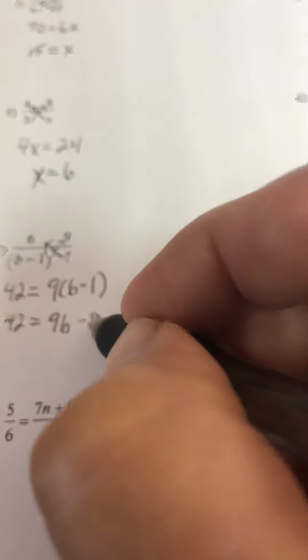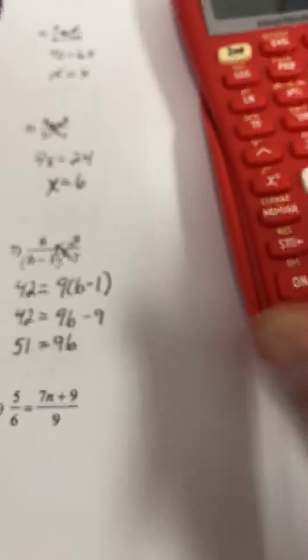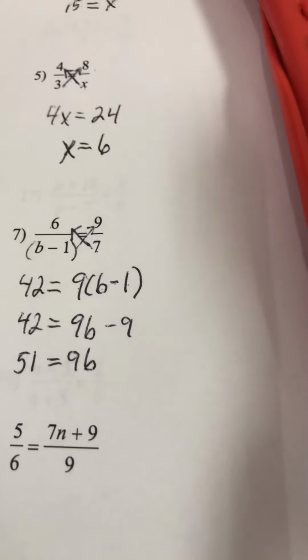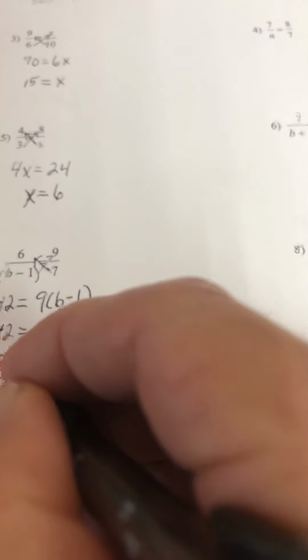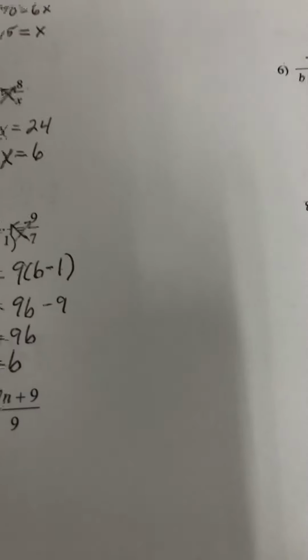That tells me to add 9 to both sides. So I'm going to have 51 equals 9b. Then I divide by 9. So 51 divided by 9, I get a repeating number. I get 5.6, and it repeats, and that is going to equal b.